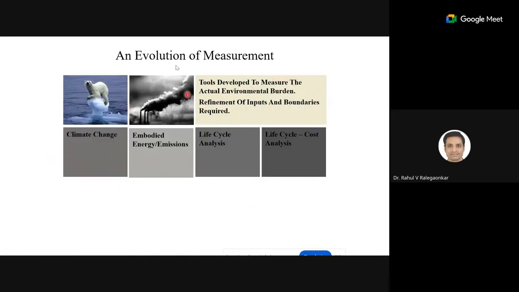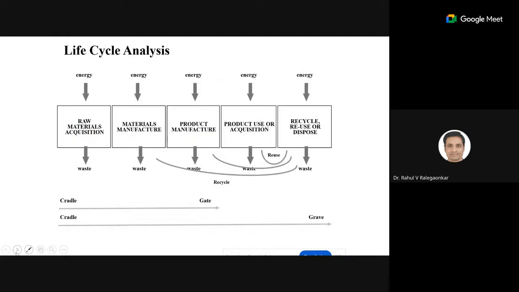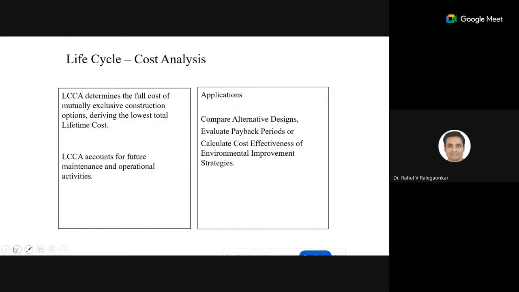For environmental evaluation, the areas targeted are climate change, embodied energy, then life cycle analysis and life cycle costing analysis. So just a brief overview. What is LCA? It also focuses, if you talk about it, on reuse or waste minimization in any particular scope of the work. LCC is helpful for comparing and evaluating various options, what's going to be the payback period, and so on and so forth.